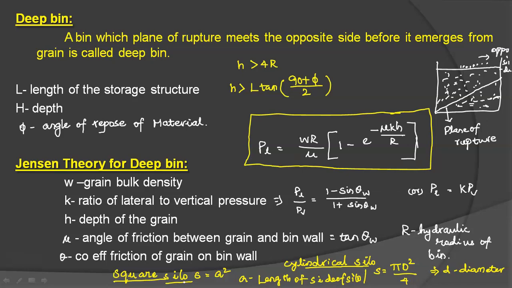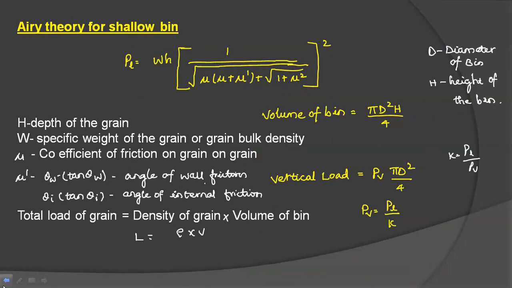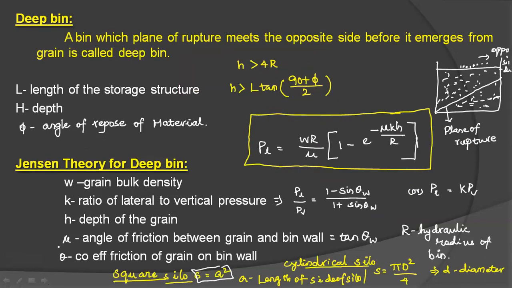For a square silo, the area of the side S is equal to a square. For a cylindrical silo, the area is equal to pi by 4 d square, where d is the diameter. You all understand the concept, I know. This is the important formula where many questions are asked in this Jensen theory. In GATE examinations, questions can be asked from the deep bin. Sometimes, rarely, they can ask questions in the Airy theory as well as Rankine's theory. So these three theories are very important in storage structures.